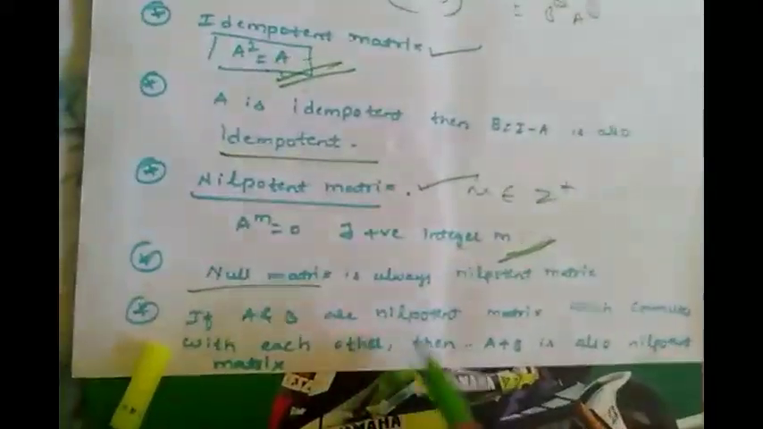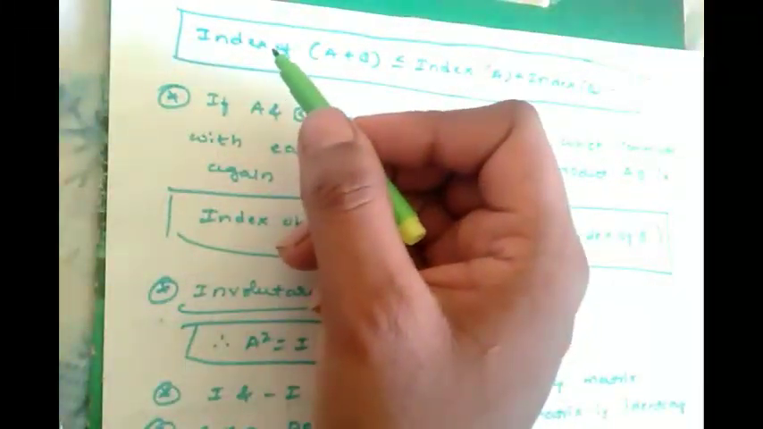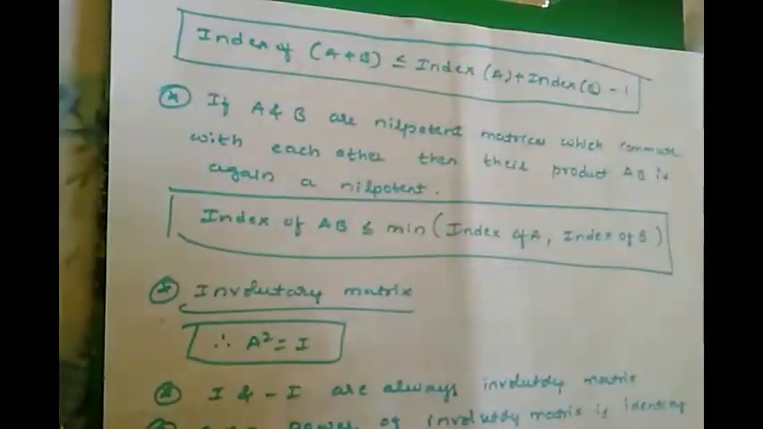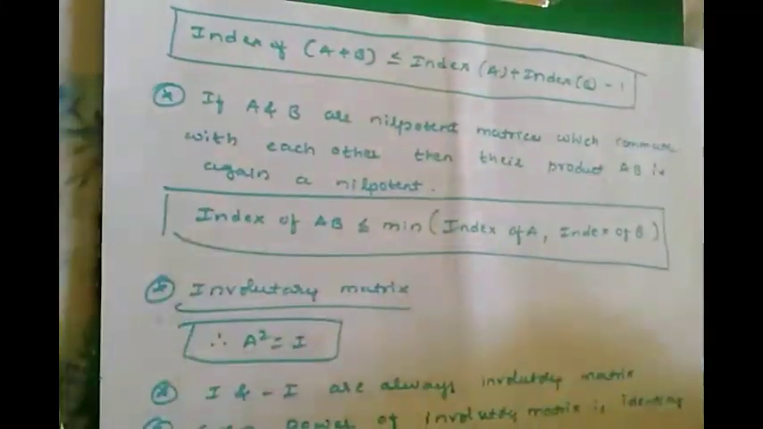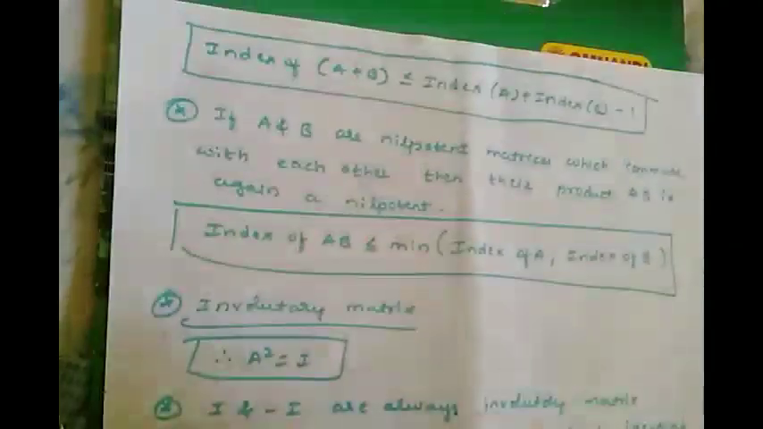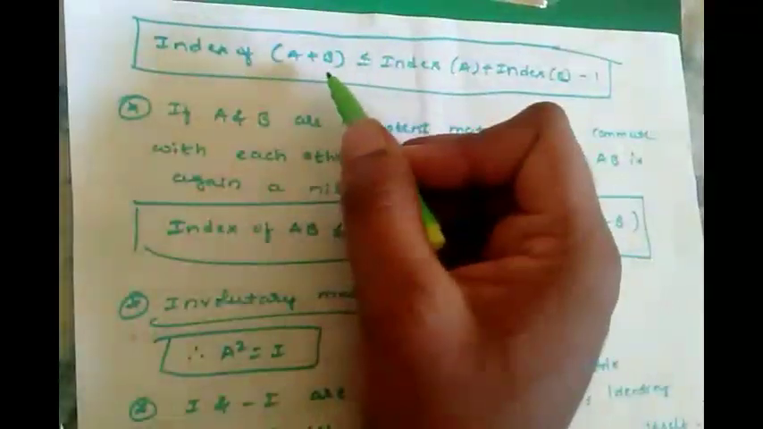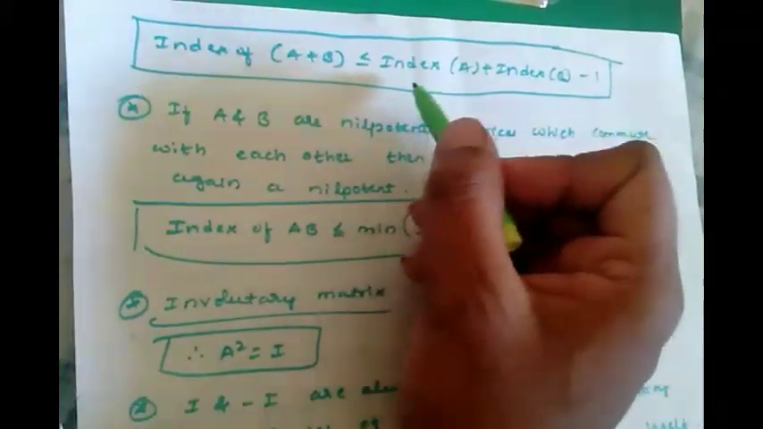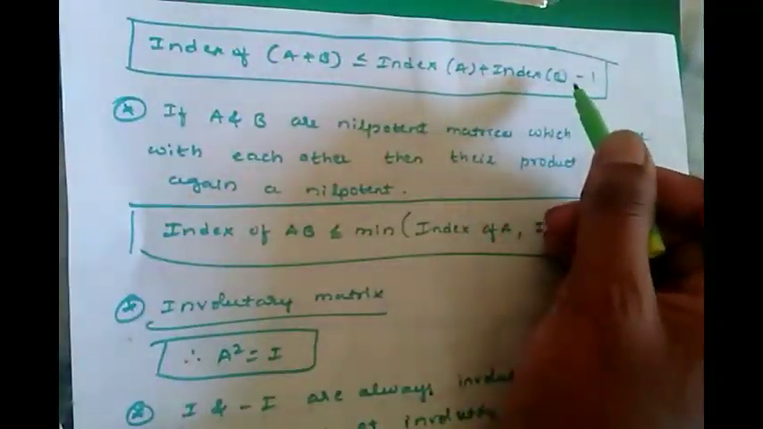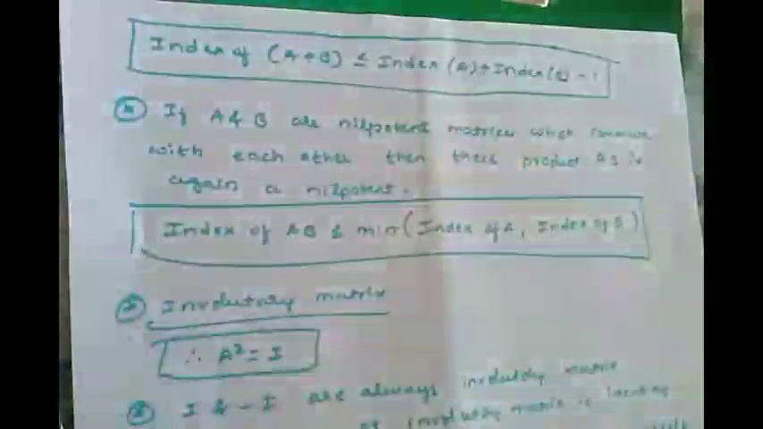If A and B are nilpotent matrices that commute with each other, then A plus B is also nilpotent. Some results on nilpotent matrices: the index of A plus B is less than or equal to index of A plus index of B minus 1. This is an important result. Remember these results.